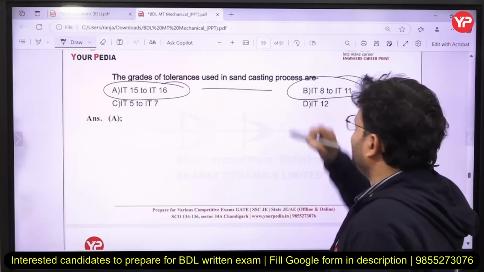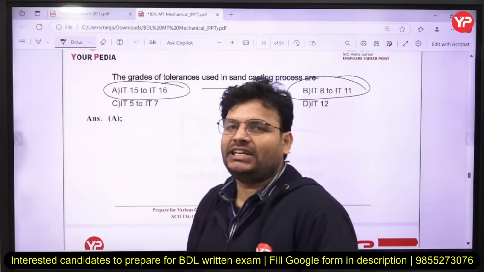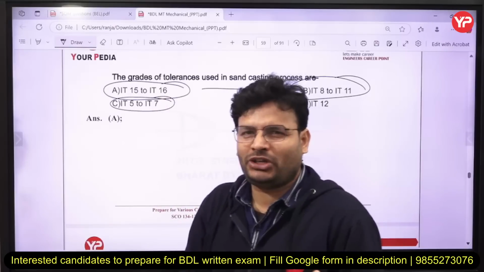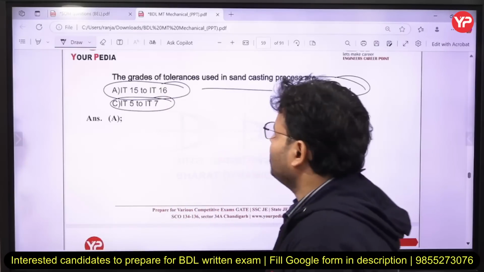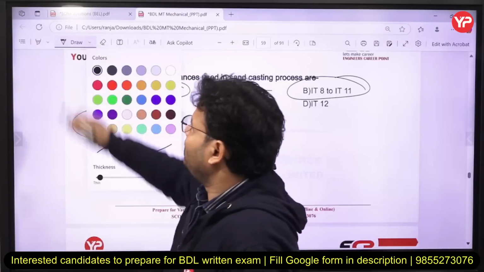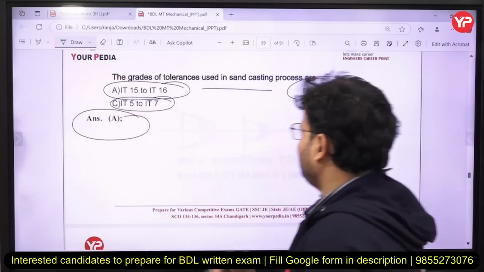IT8 to IT11, if you talk, that is used for general engineering application. IT5 to IT7 is used where you require more precise results. So here the answer will be what, my dear friends? A for Apple is the right answer. Don't be confused about that.